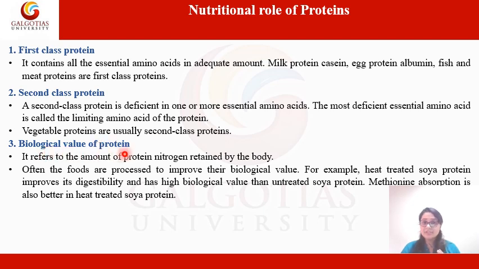What is the biological value of protein? It refers to the amount of protein nitrogen retained by the body after absorption. Often the foods are processed to improve their biological value. For example, heat-treated soya protein improves its digestibility and has high biological value than untreated soya protein. Methionine absorption is also better in heat-treated soya protein.